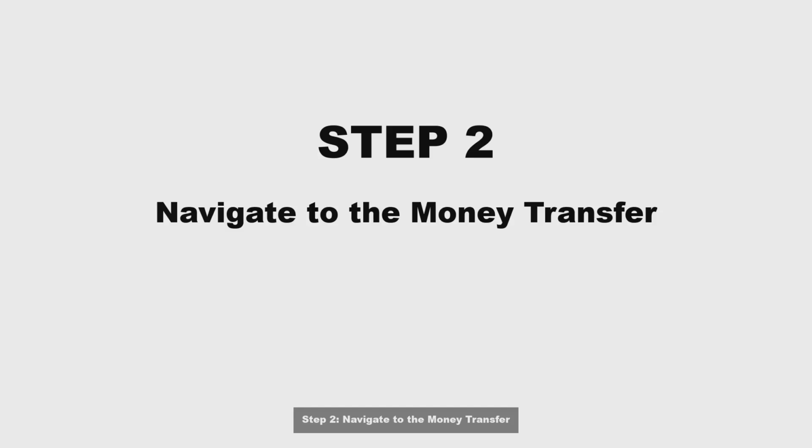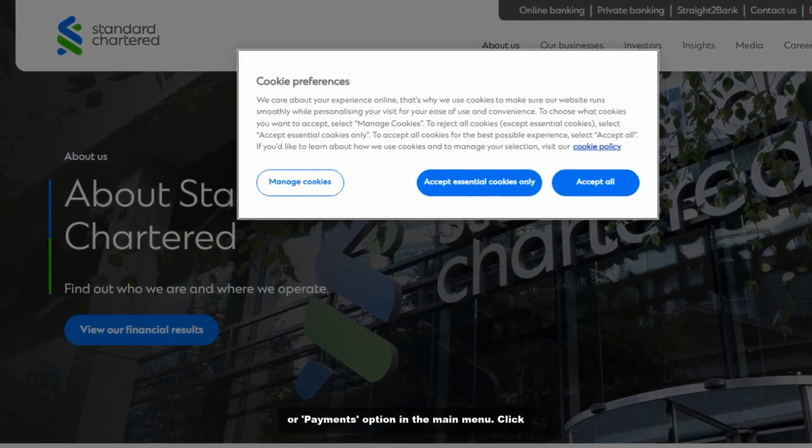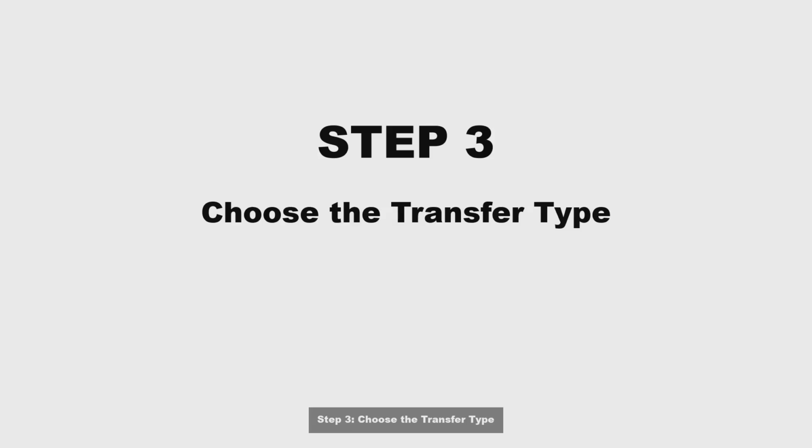Step 2. Navigate to the Money Transfer section. Once logged in, look for the Money Transfer or Payments option in the main menu. Click on it to proceed. Step 3. Choose the transfer type.